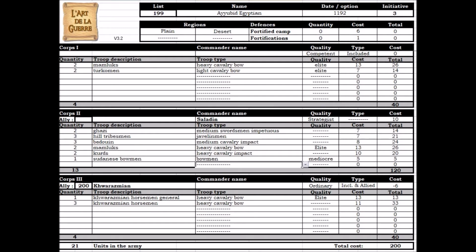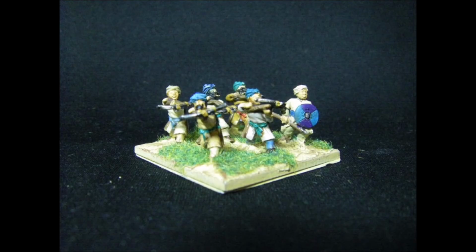Okay, so we've talked about mini commands. I think I'm going to put down command number 1 first and put it very wide on one side of the table. And that's two elite Mamluks heavy cavalry bow and 2 elite Turkmen light cavalry bow. A textbook pokey little shooty command. And it's got a competent commander included.